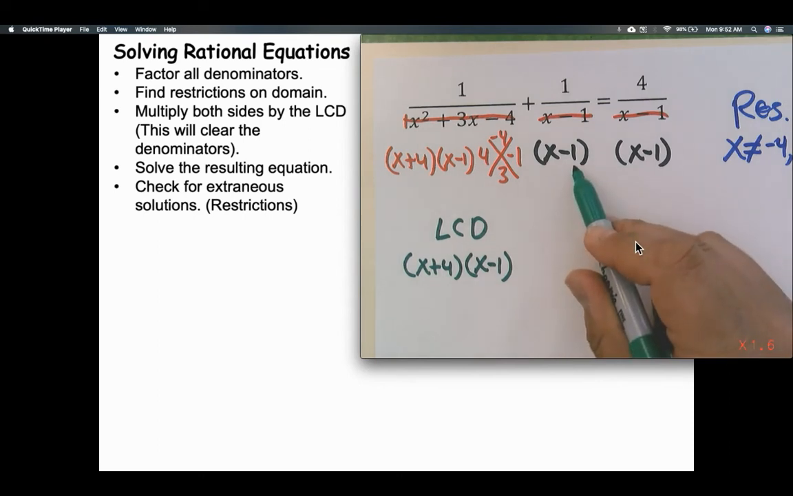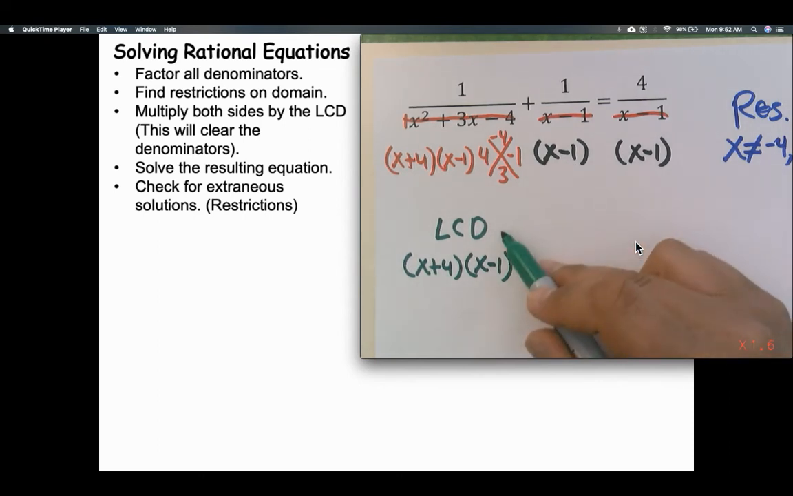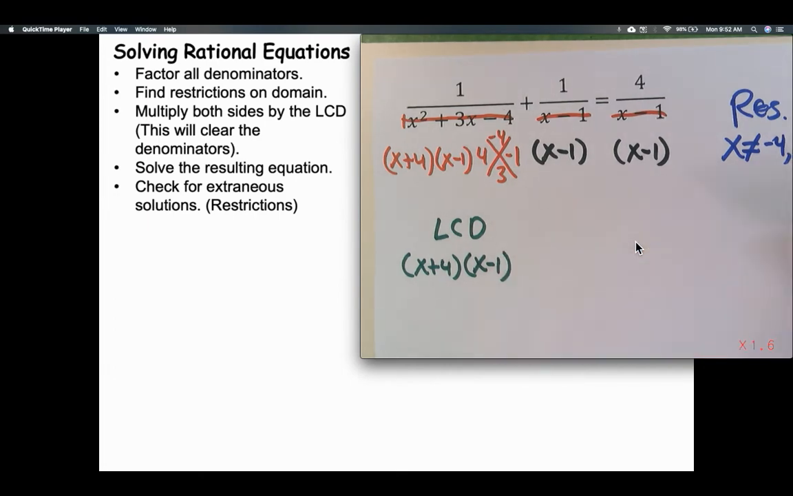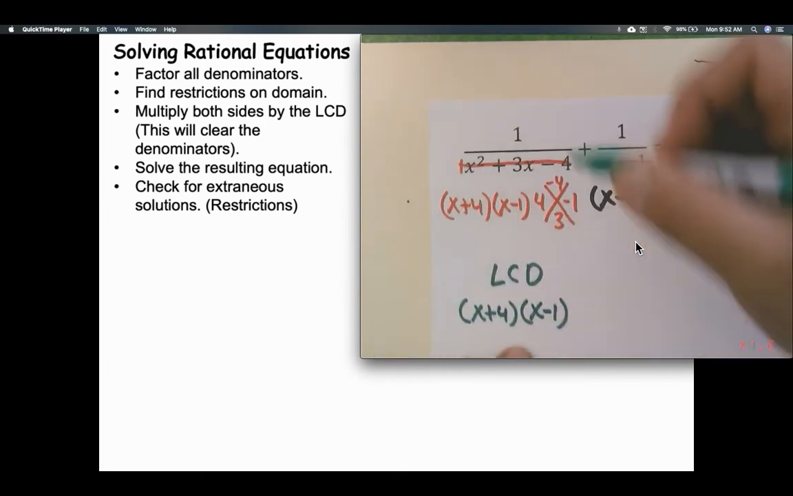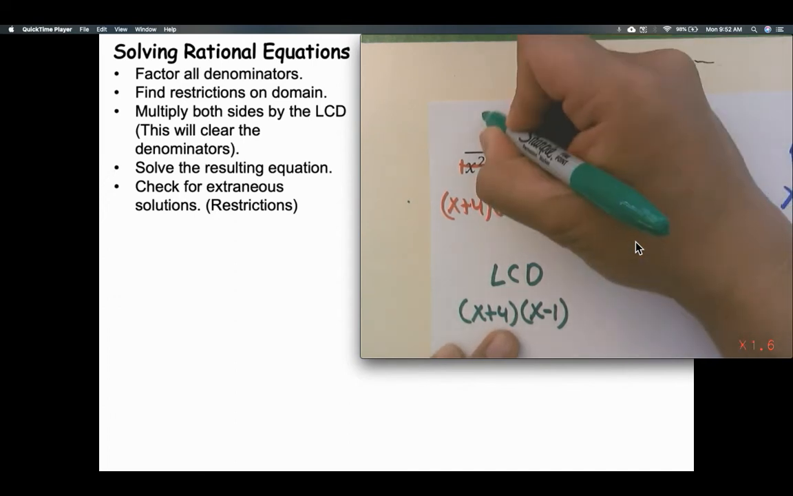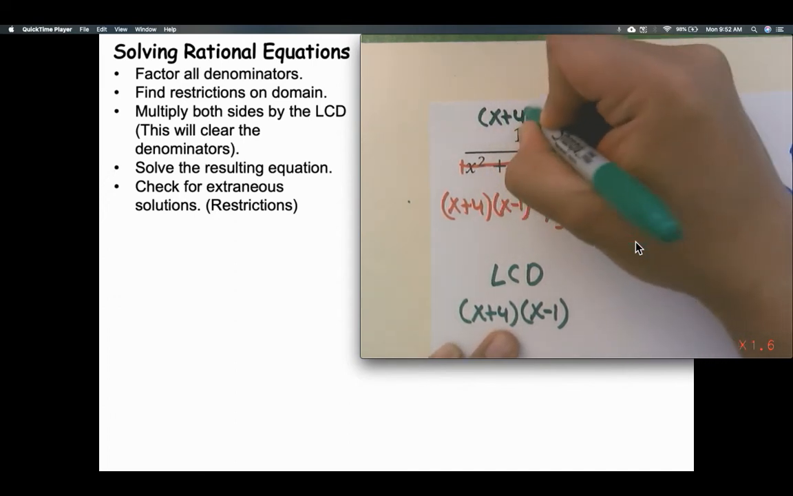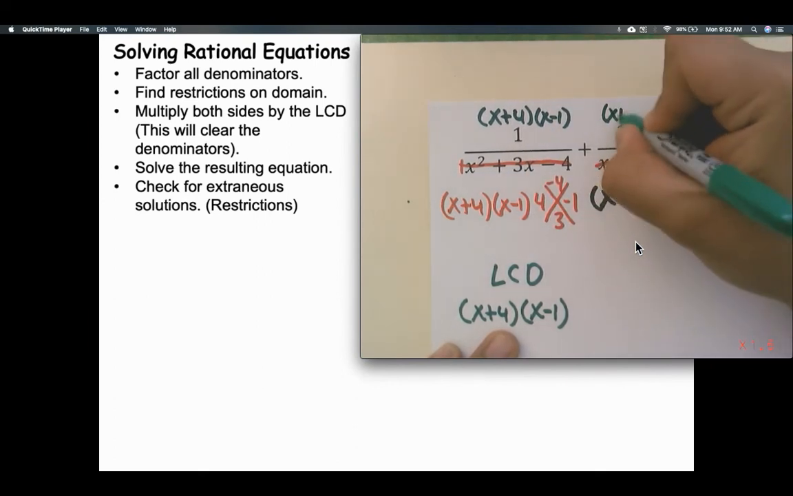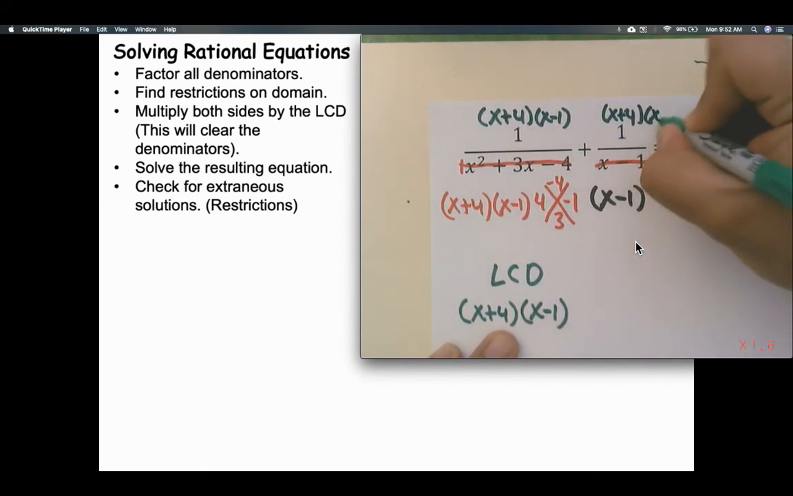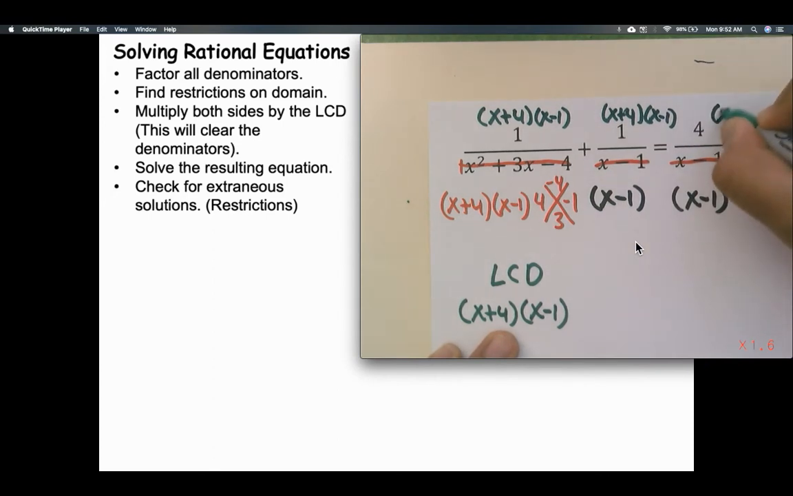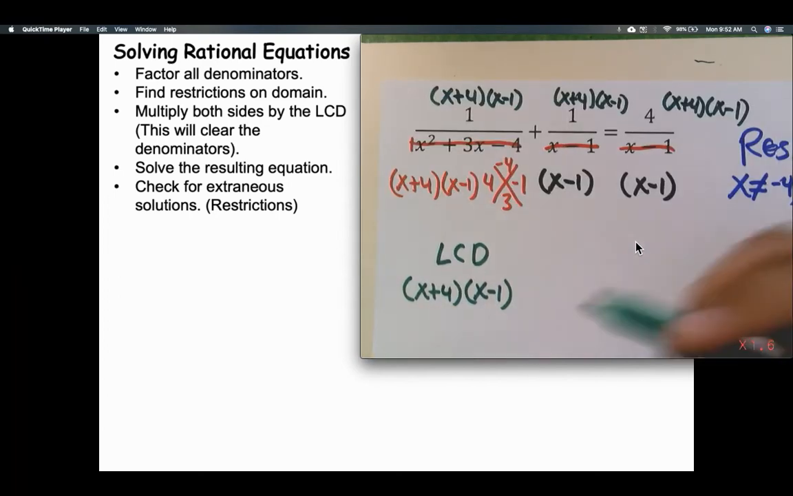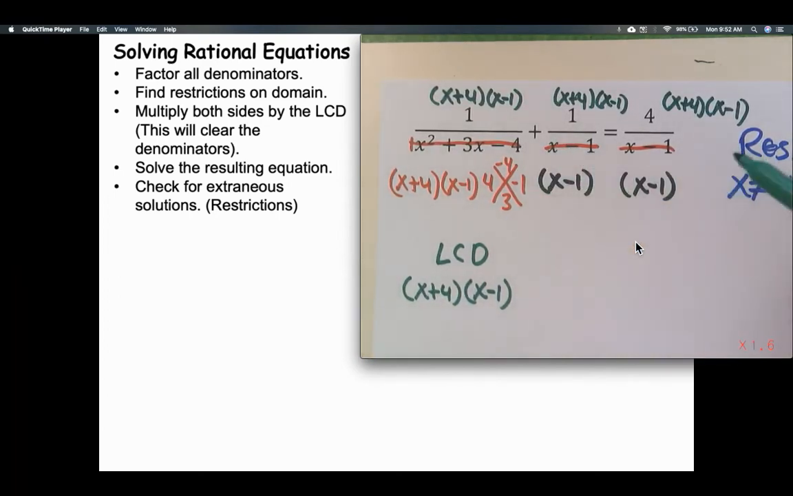From this one, nothing really new that I can bring onto here because I already have my x minus 1. Same deal with this one. I already have my x minus 1, so I'm going to multiply all my tops by x plus 4, x minus 1. Okay, so I took the LCD, multiplied all my numerators by it.